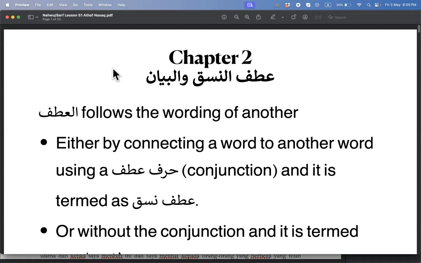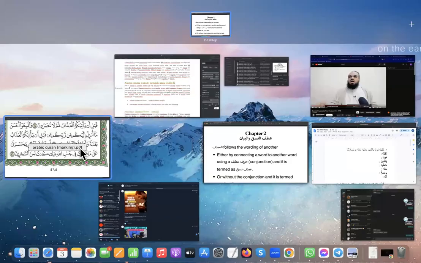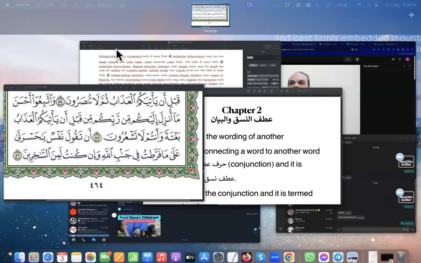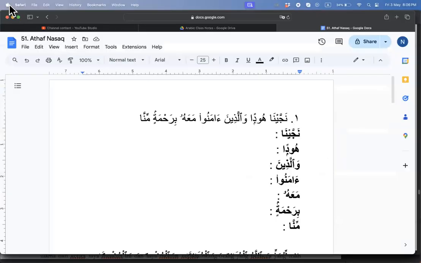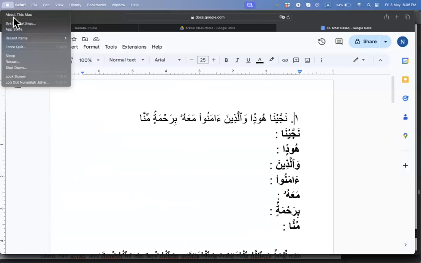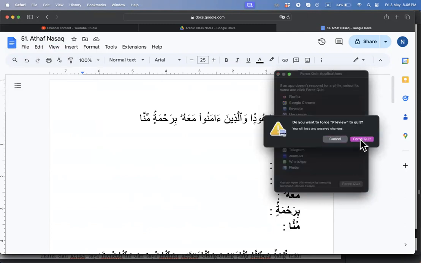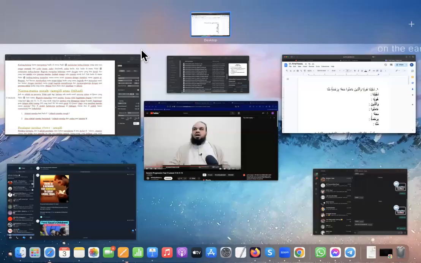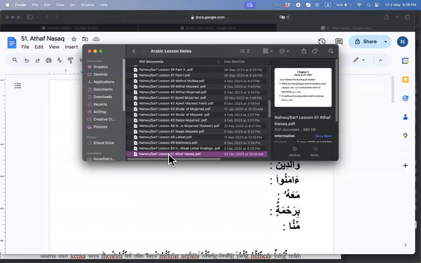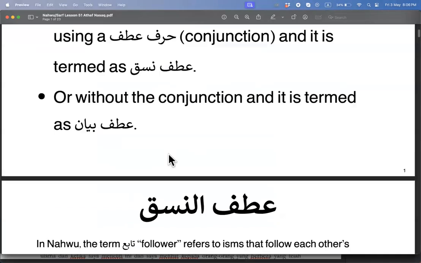Okay, Harf Ataf. We used this word already before, even though we haven't actually learned it. Oh, it's going to crash. Hold on, give me a second. Oh no, that's also PDF. Okay, give me a second. Sorry, let me open again. Okay.